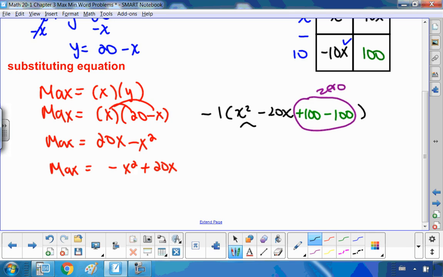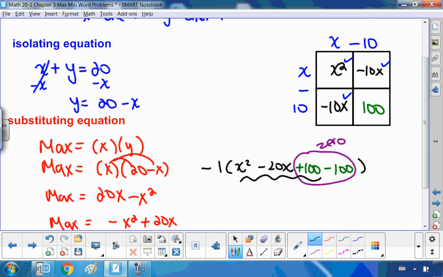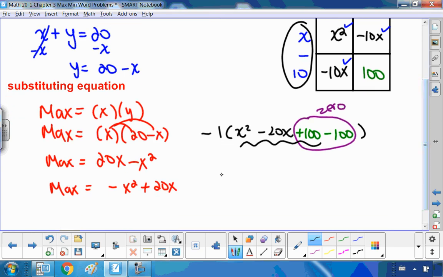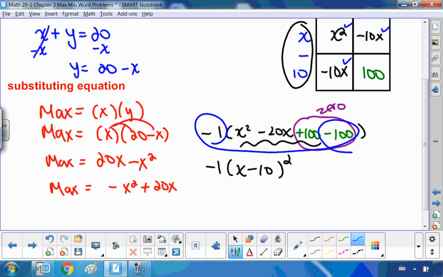So what I want to focus on here is my perfect square trinomial, which I know from the grid factors as x minus 10 times x minus 10. So negative 1, x minus 10 all squared. Now I can't forget about the negative 100 in there. I'm going to multiply a times that value and take it outside of the brackets. So negative 1 times negative 100 is positive 100. So positive 100 goes on the outside.